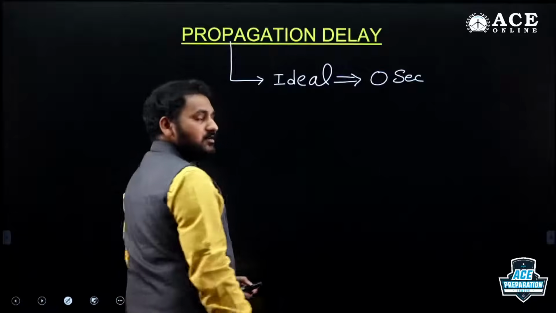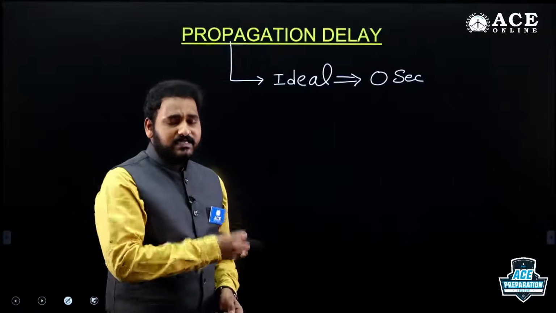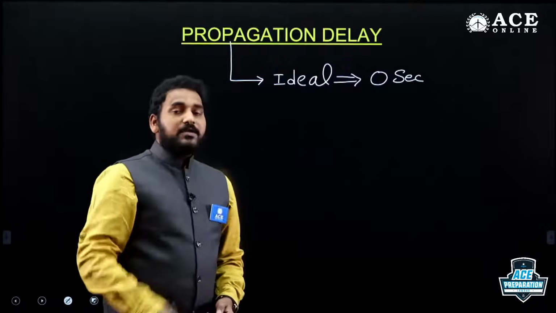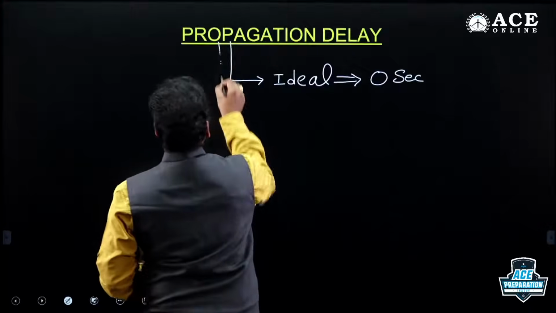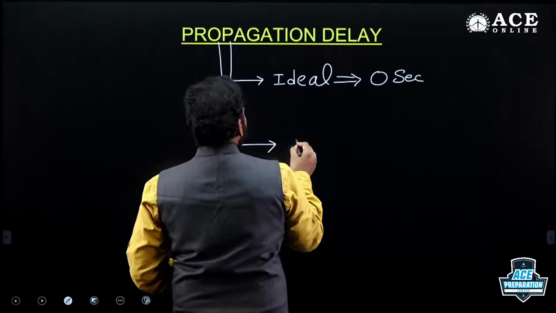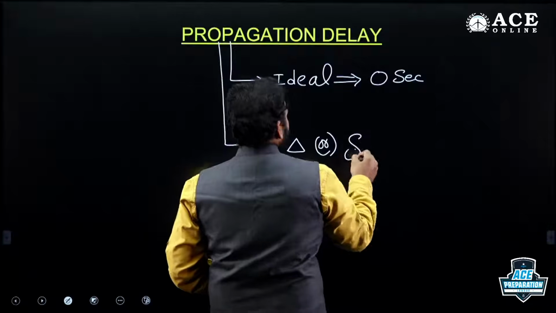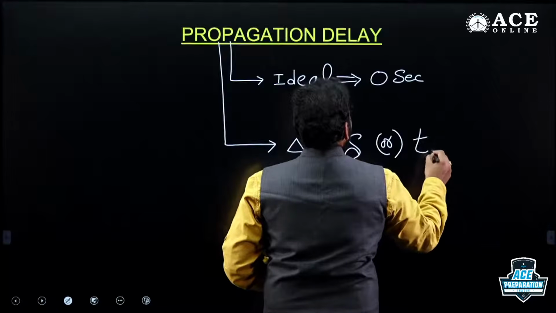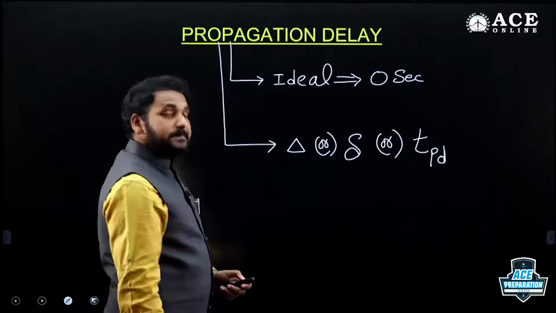But practically it is in the order of picoseconds to nanoseconds. In problems you can find microseconds also. On paper you can write anything, but practically it is in the order of picoseconds. Generally we can represent the propagation delay with a symbol, delta, or you can directly write TPD or TD, simply time delay.